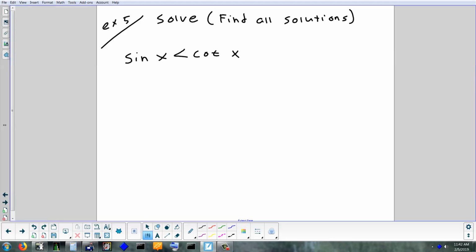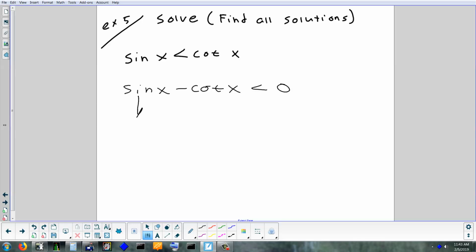Right, so this one is sine of x is less than cotangent of x. Now I want to solve it the same way we've done the past couple. I want to get 0 on one side. So how could I do that? Okay. Subtract cotangent. Sure, just subtract cotangent. So what I'm now looking for is where my graph is less than 0. Where is this graph under the x-axis?